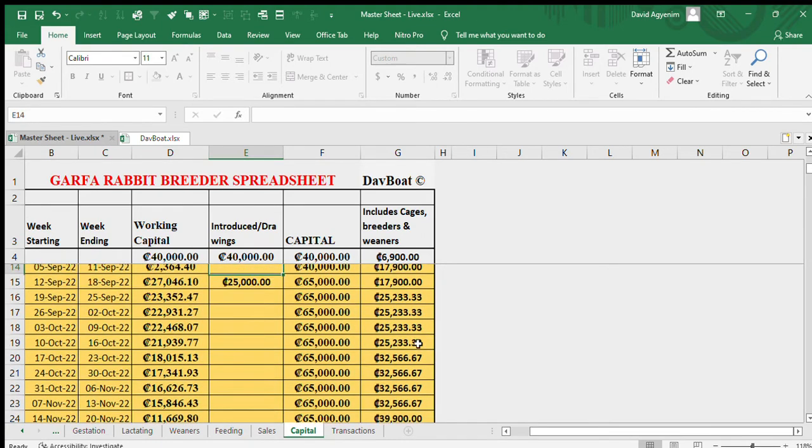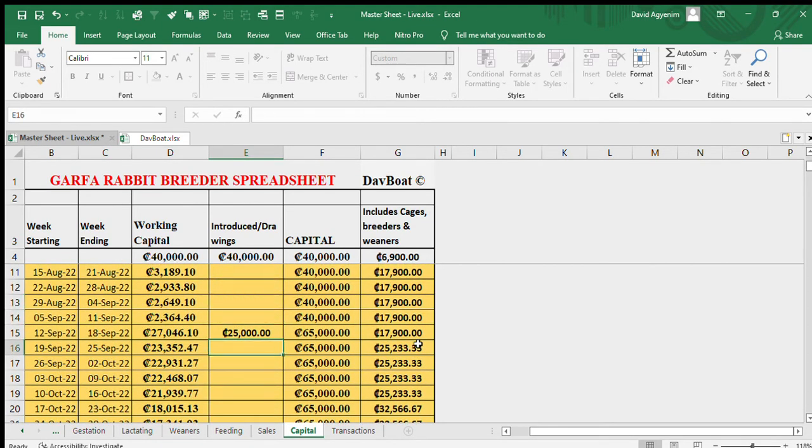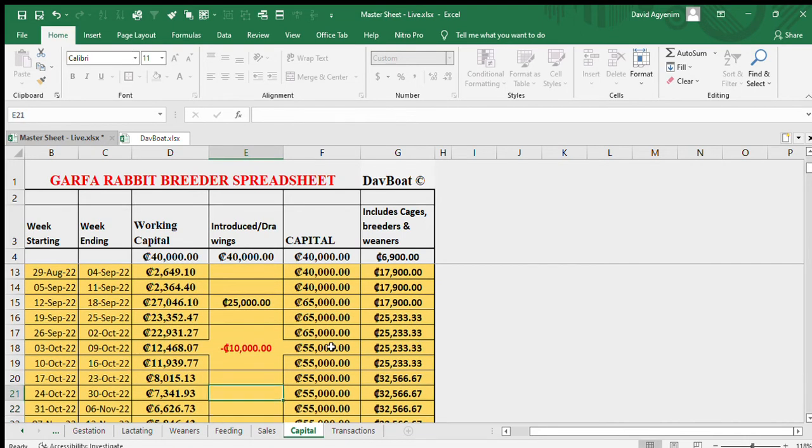So this is the working capital. The working capital side, the capital side, this is where you can introduce or withdraw. So if you want to withdraw 10,000, it means you are taking money from your farm. It reduces the capital, reduces your working capital. If it's positive, it increases your capital, it increases your working capital. So that is it for the capital.